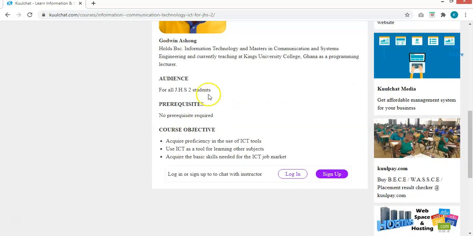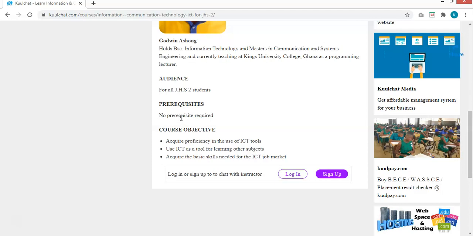Now, this course is for all J.H.S 2 students. You don't need any prerequisites for the course. Whereas you are in J.H.S 2, you are using the J.H.S 2 syllabus to teach. Of course, since you are in J.H.S 2, it means that you've already taken the courses for J.H.S 1, so you don't need any prerequisite for this course.